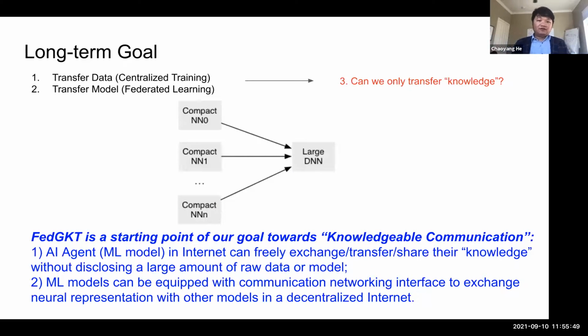So the long-term goal is to follow this pattern: we do not transmit data, we do not transmit models, we want to transfer knowledge, and make federated learning more scalable in practice, especially for training giant models. So this is my second part.